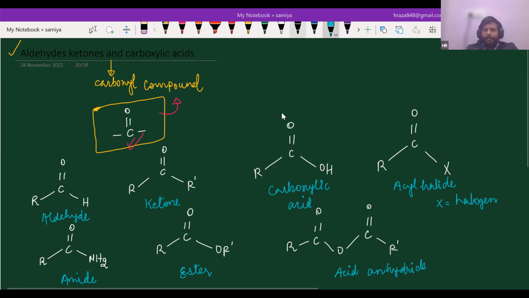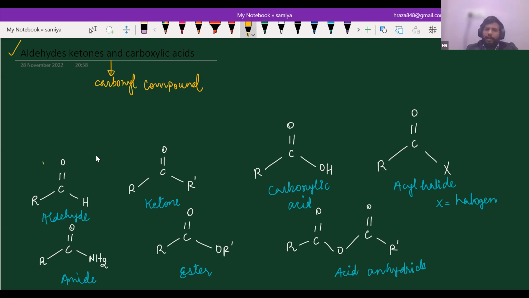And if you don't recognize the functional group, it will be very tough for you to write the product in a reaction. So it's very important to recognize the functional group. This is your aldehyde. You can see C double bond O. So it is a carbonyl compound. This is ketone, C double bond O. All these are carbonyl compounds because you can see C double bond O is present, right?